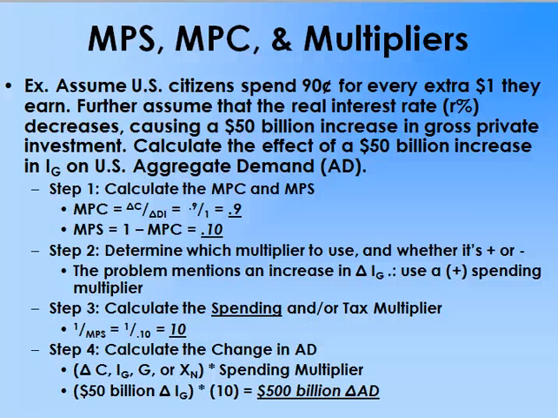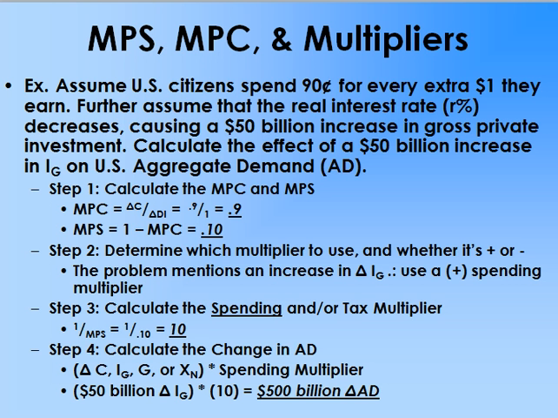So let's practice. Assume that U.S. citizens spend 90 cents of every extra dollar they earn. So that's your MPC and your MPS right there. The real interest rate decreases, causing a $50 billion increase in gross private investment. So we want to calculate the effect of a $50 billion increase in gross private investment on U.S. aggregate demand. First we have to calculate the MPC and the MPS. We do the change in consumption divided by the change in disposable income. So it's 0.9 because it's 90 cents of every dollar divided by $1. That gives us 0.9. So the MPS is 1 minus MPC. That gives us 0.1.